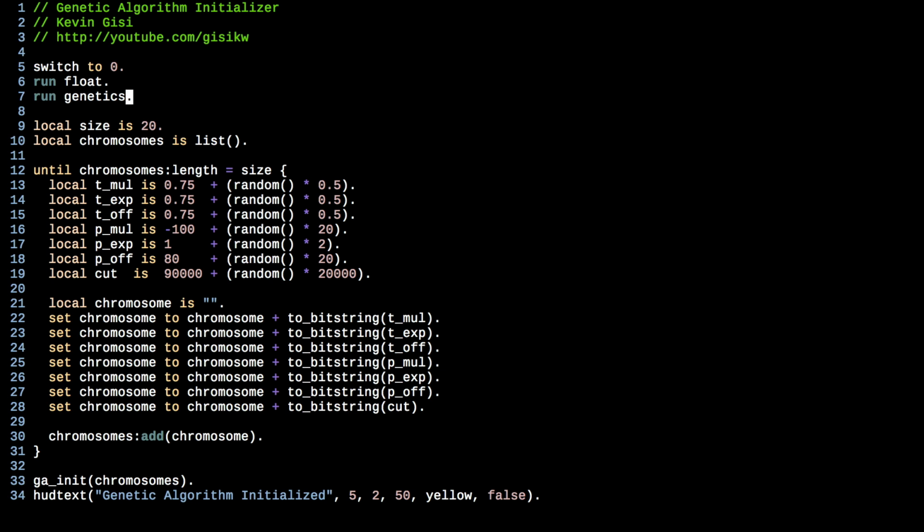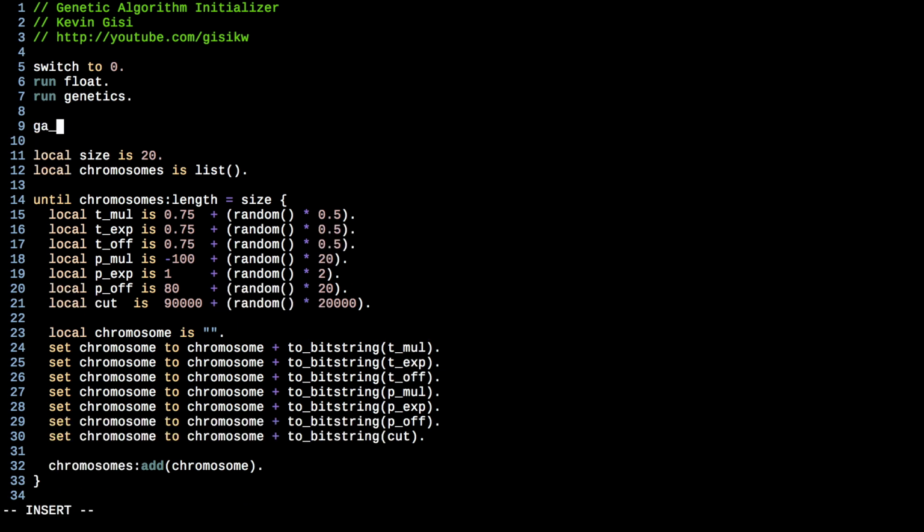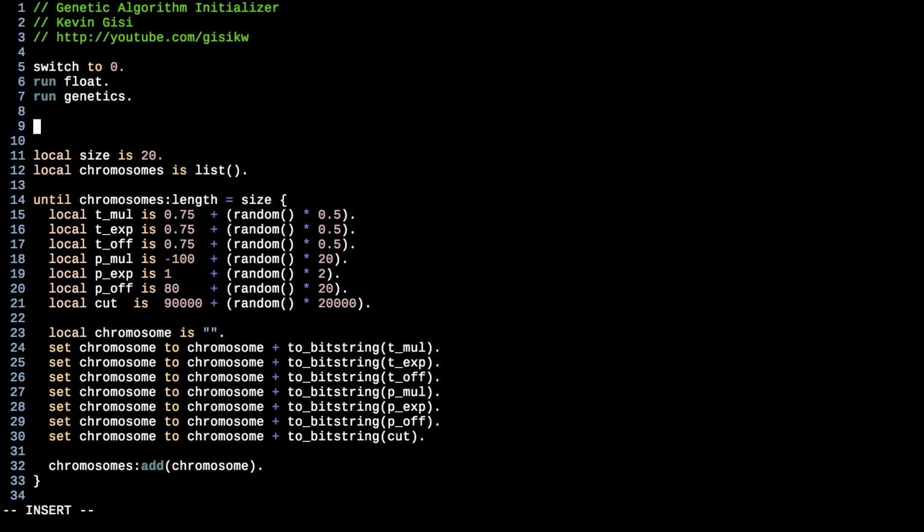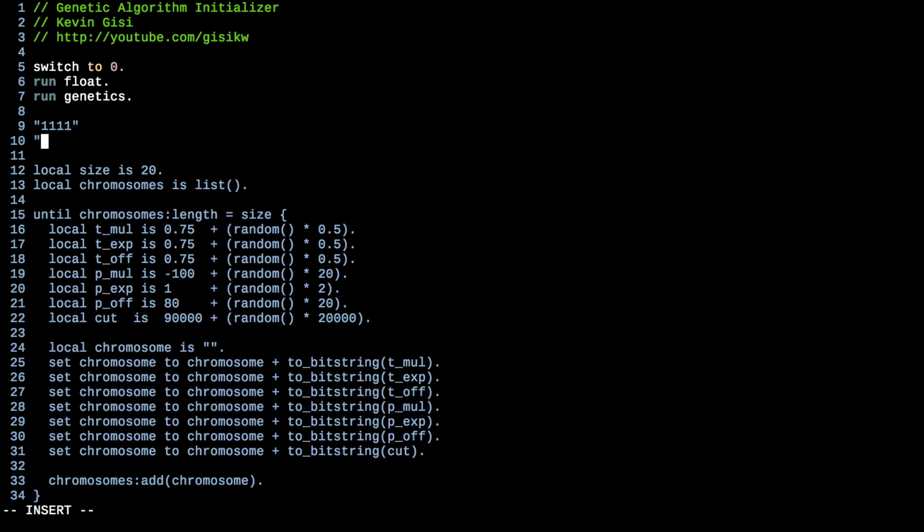Now, I've abstracted this out into two libraries, genetics and float. And the reason for this is just to kind of make our job a little bit easier. The genetic library is going to require us to write a function called GA fitness, which takes in a chromosome and gives back a score because it doesn't know anything about what problem we're trying to solve. And it requires us to represent chromosomes as series of ones and zeros.